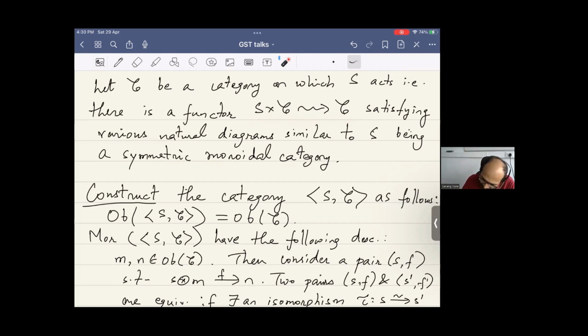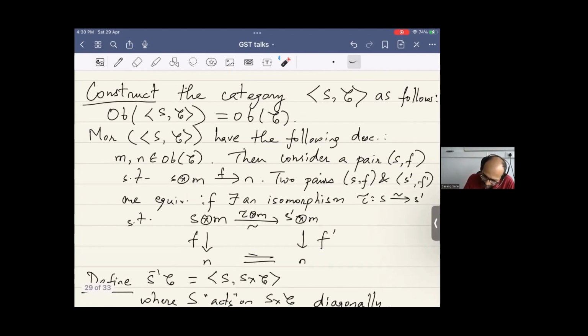I've not written this down. Then we can construct this category S comma C. For whatever reason, it's been called the inner product of S comma C. So what is this? The objects are the same as the objects of C, and the morphisms have the following description. This is on the lines of how we constructed S inverse S. Okay, so it's not too hard to understand.